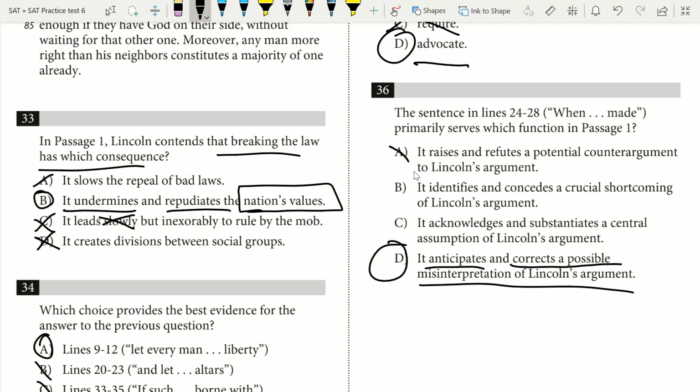Okay, as far as A, why that's wrong, he's not anticipating and refuting a counter argument. He's just making sure that he's interpreted correctly. B, identifying and conceding a crucial shortcoming of his argument. He's not identifying a crucial shortcoming. He's just trying to avoid misinterpretation. C, it acknowledges and substantiates a central claim or a central assumption of his argument. It's not doing that either. So C is incorrect as well. So 36, answer there is going to be D.